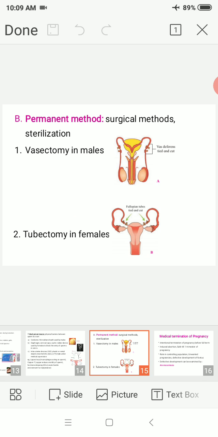Second, tubectomy in female. Here also the fallopian tubes are tied and cut, so the sperm cannot enter and fertilization is prevented. So the second is called tubectomy in female. These are the surgical methods.